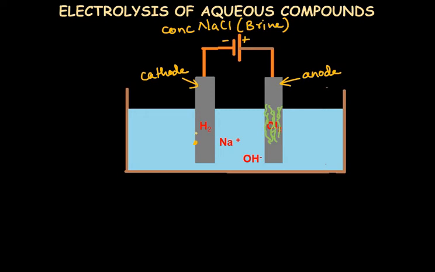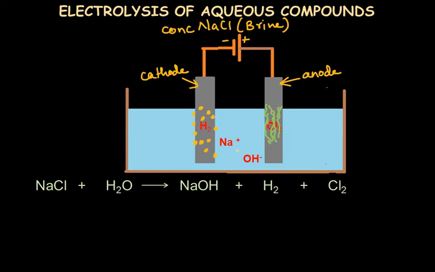And this hydrogen gas might be visible at the cathode in the form of colorless bubbles of hydrogen gas. So an overall equation for the reaction in this electrolysis can be written as shown here, where we can see that along with the hydrogen gas and chlorine gas, NaOH is also formed as one of the products.